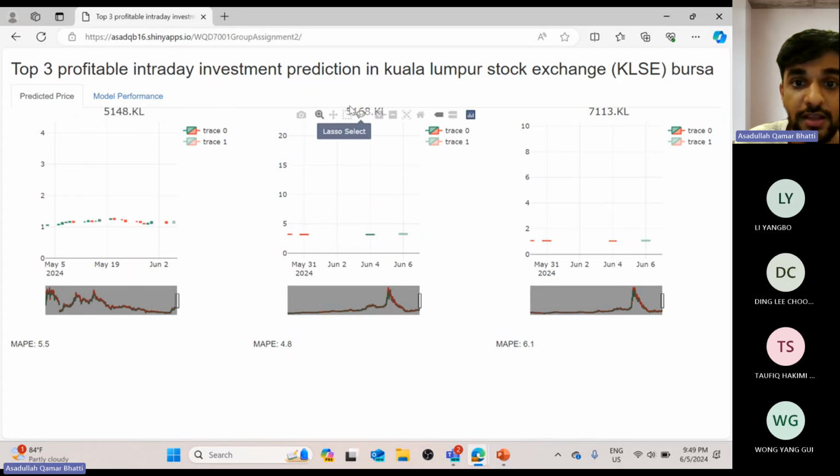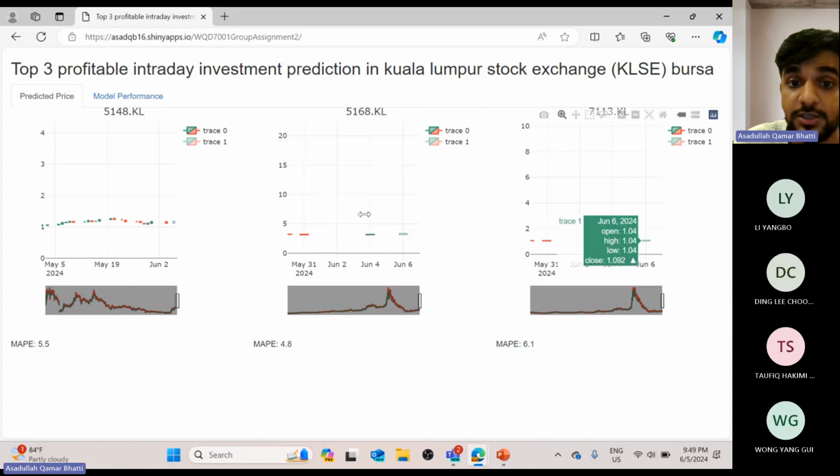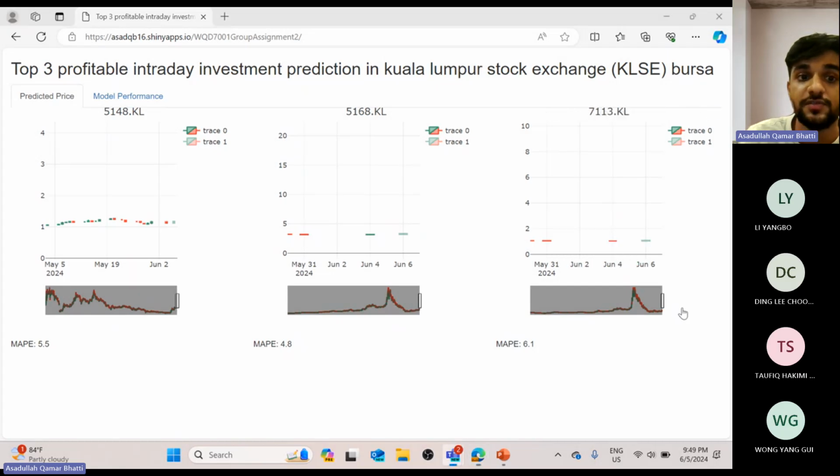Then you can also see another stock. So this will be for 5148, right? But if you want to look at 5168, it's also showing you an increase from 3.18 to 3.339, as a hike is possibly going to happen based on the past price movements, RSI and MACD of this stock. And similarly for 7113, it shows that there is a hike from 1.04 to 1.092. So this is the first tab. It's basically about predicted price.